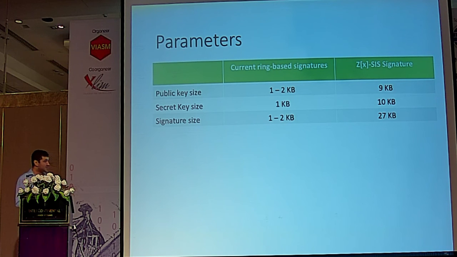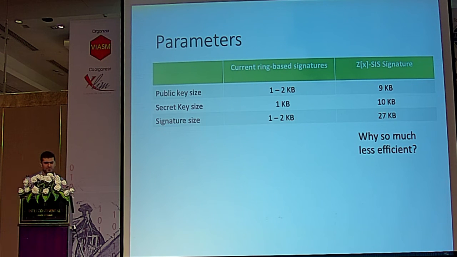And for the same security parameters, you get something that's off by a factor of 10. So it's kind of hard to argue that in practice somebody would use something that's off by a factor of 10 to gain security that may not even be necessary. So what's the problem? Why is this so much less efficient?